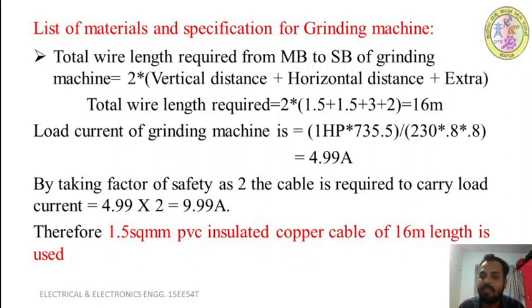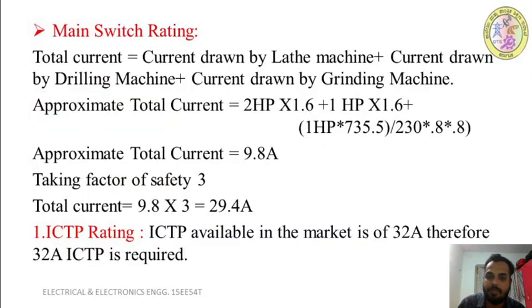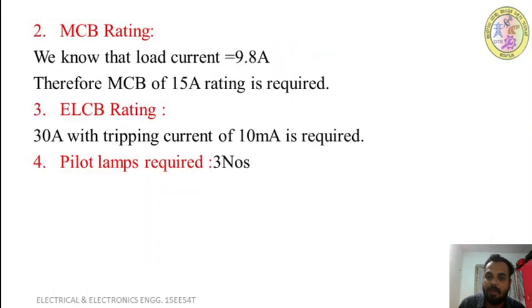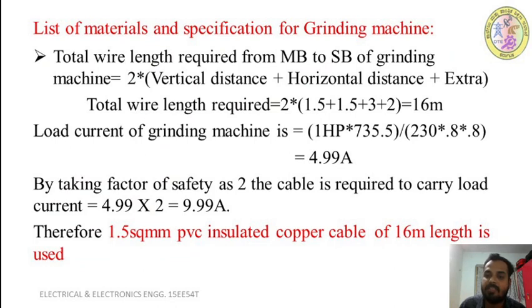Next, plus horizontal distance. What is the distance from your main board to the switchboard of the grinding machine? That is in the first figure we have seen here. How much is it from your main board to the starter or switchboard of your grinding machine? That is 3 meter. So that 3 meter we have taken here. Okay, plus we have taken 2 meter as extra.